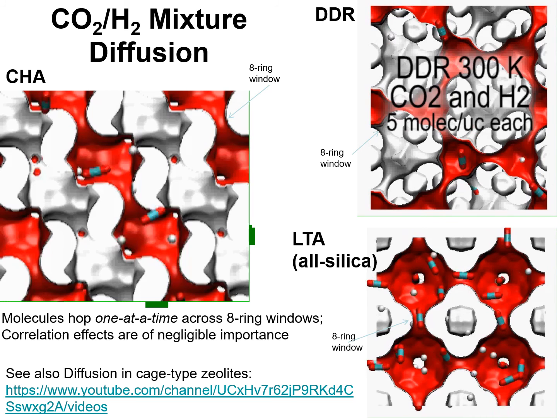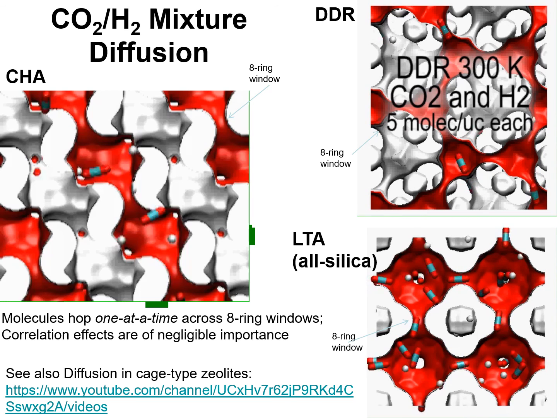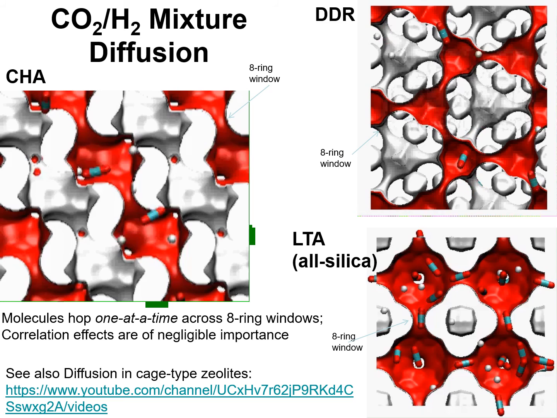The same is true for DDR zeolite. Again, the white spheres are hydrogen, and you can see hydrogen undergoing intercage hopping, one molecule at a time.